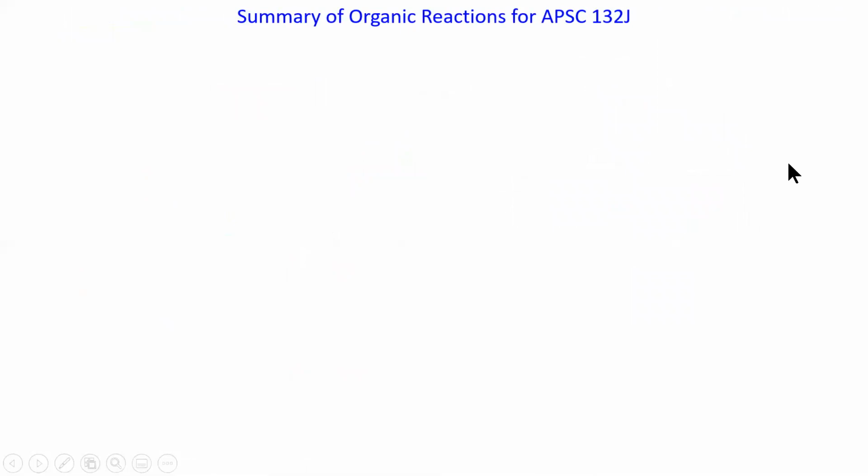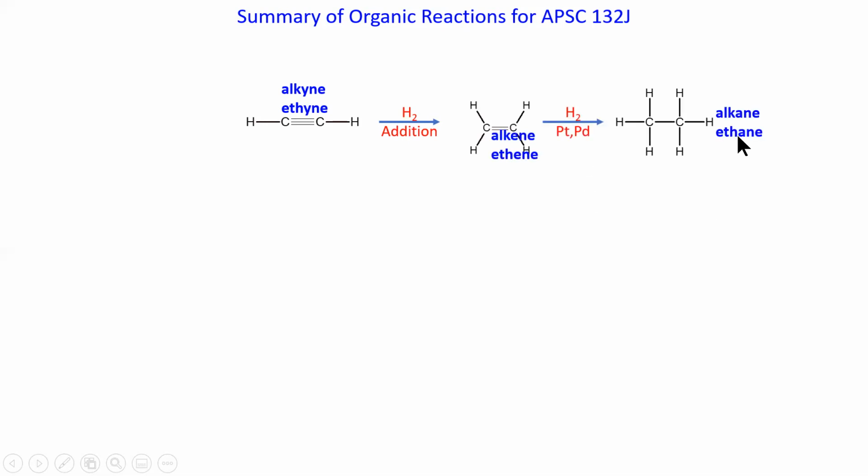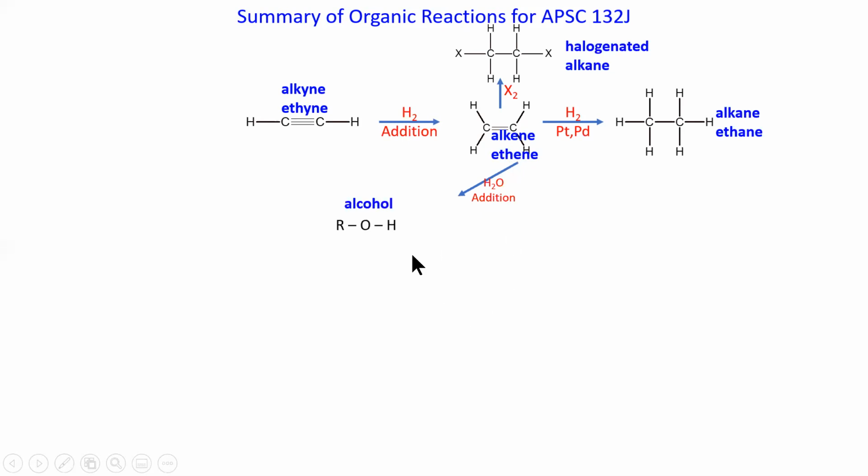All right, so we've come to the end here. So I just want to summarize all the organic reactions we've looked at, and I want to remind you that you will be allowed to use this particular printout sheet that's finished for the exam. We talked about how we could take an alkyne and add hydrogen to it to make an alkene, add more hydrogen to make an alkane. Then, of course, we can take our alkene and halogenate it with chlorine or bromine or iodine to make halogenated alkanes. We can add water to an alkene and make an alcohol.